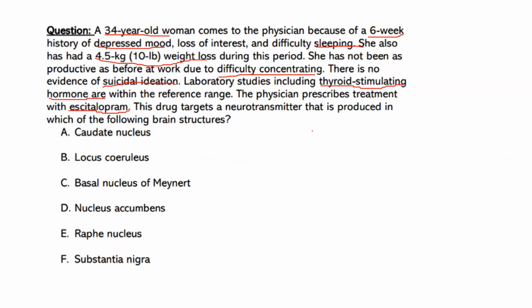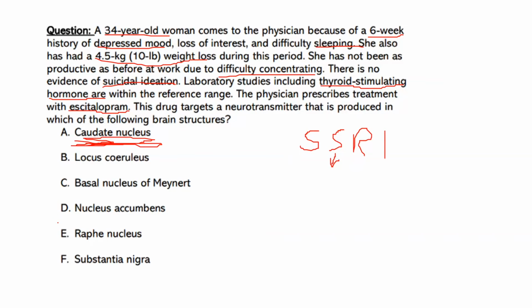Right, so escitalopram is an SSRI, and so it targets serotonin. Right, remember SSRIs are selective serotonin reuptake inhibitors. And where is serotonin produced? If anyone would like to take a quick guess. Okay, so the caudate nucleus is part of the basal ganglia. And so it's not really going to be related to this case at all. Immediately you can eliminate that.